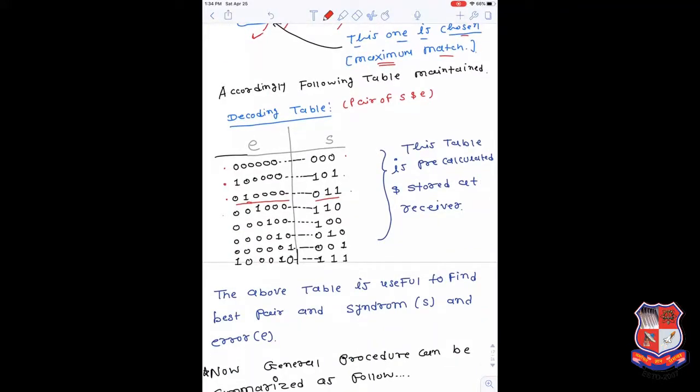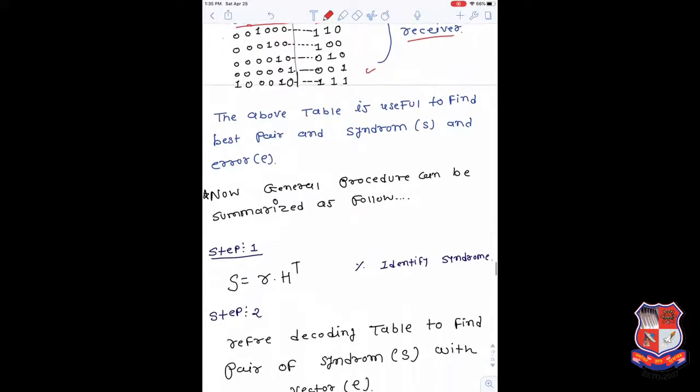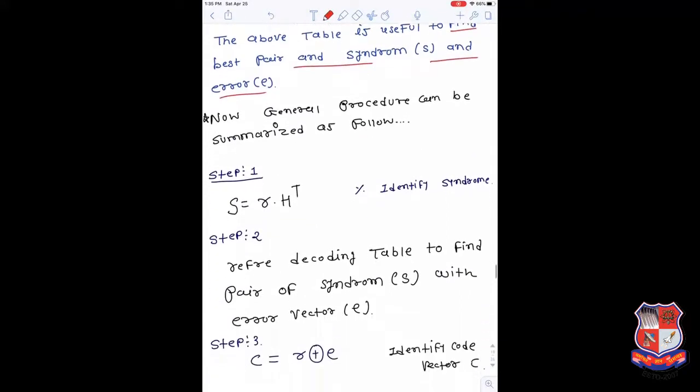This table is pre-calculated. Before the actual system starts or becomes active, this table is already pre-calculated for different values of syndrome and different error combinations, and it is stored at the receiver. This is very helpful. This table is known as a decoding table, and it is very helpful to identify the error. The best pair combinations of syndrome and error are placed there.